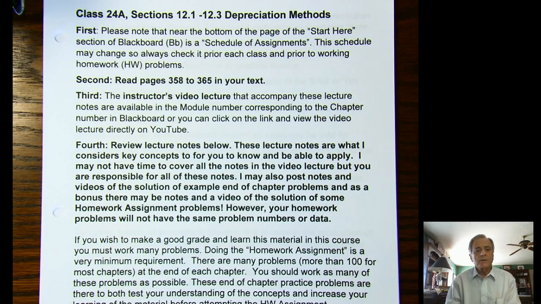I'm going to cover Chapter 12 on depreciation in one class, but it's going to be in two videos that I produce and two sets of lecture notes. And so I'm calling this Class 24A, which is going to cover sections 12.1 through 12.3 on depreciation methods.